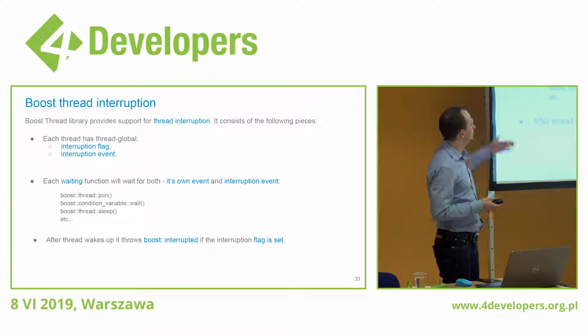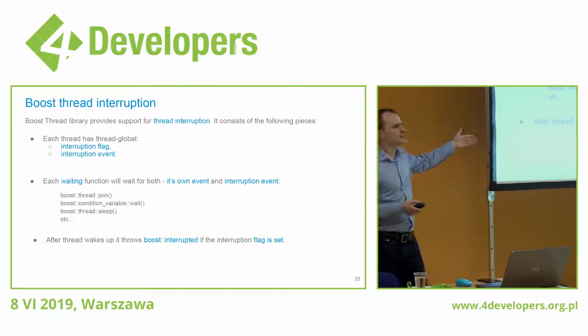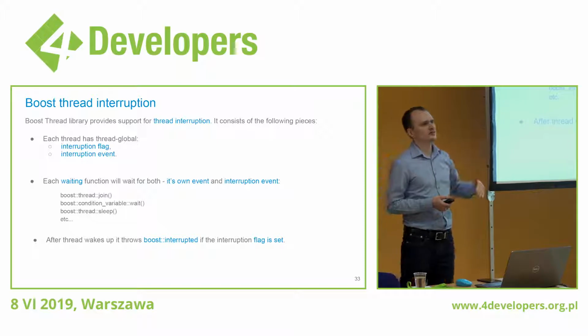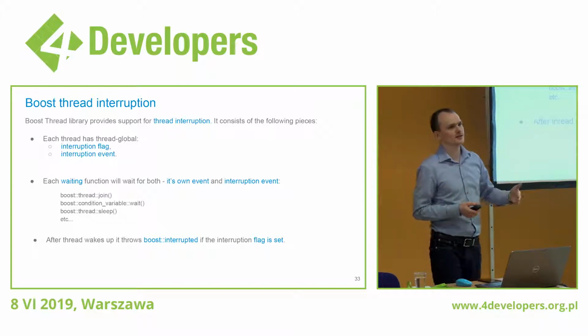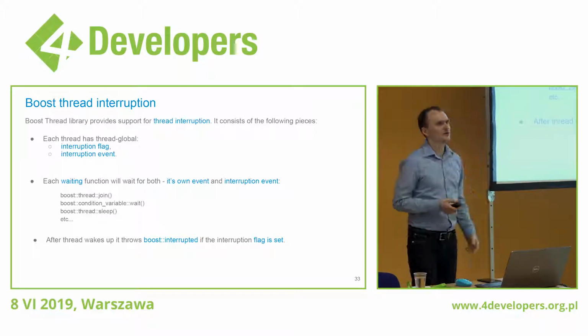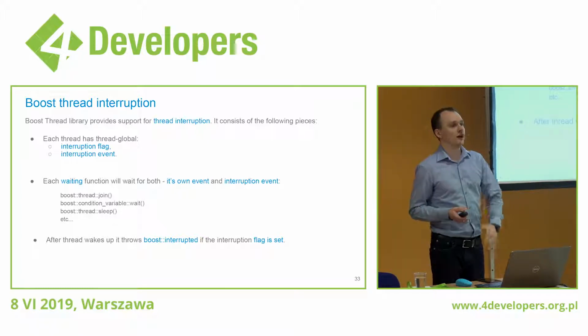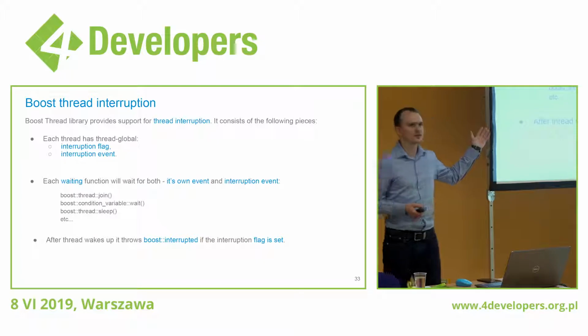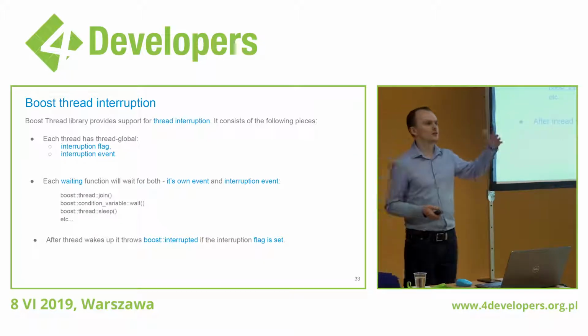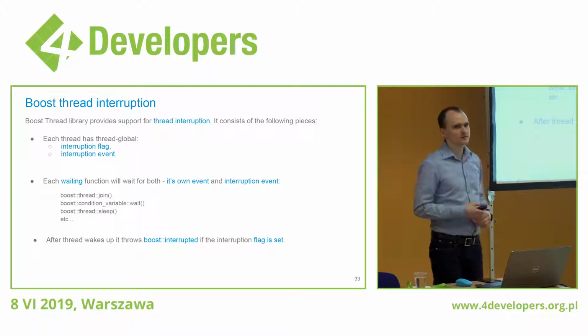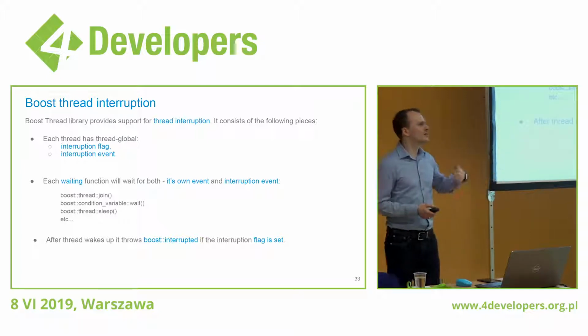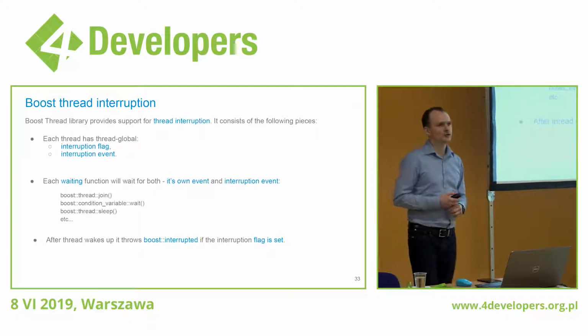And after that, each of those waiting functions, they wake up, they check the exit flag, and if the exit flag is set, they throw an exception. They throw boost interrupted exception, which aborts the entire operation, right? We're not catching it anywhere, it just aborts the whole thing. It really nicely cancels our whole operation.